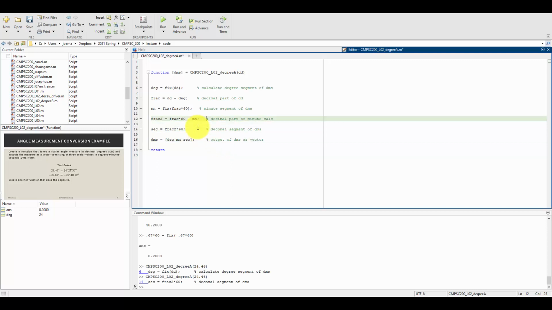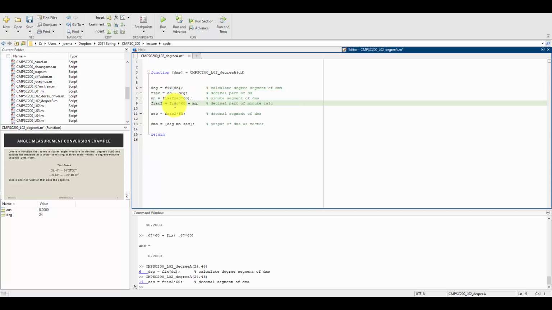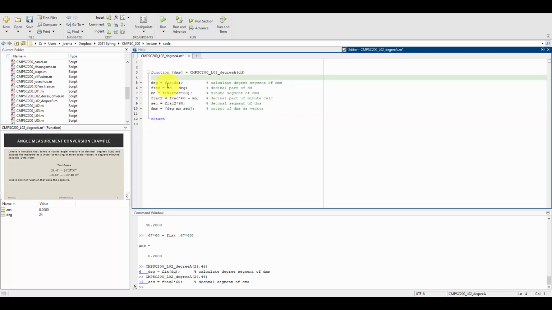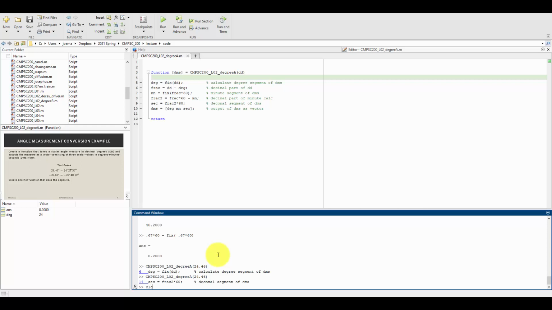And I can clean this up a little bit here now, put all my comments in the same location, so it's a little bit easier to read. And compact this now a little bit. All right, so let me try calling my function with both of my test cases. So I have here comp sci 24, okay, so 24.46 goes in decimal form and comes out in component form 24, 27, 36.